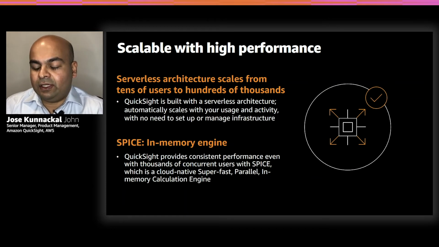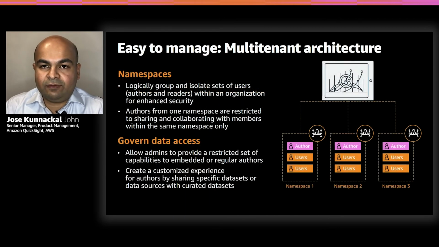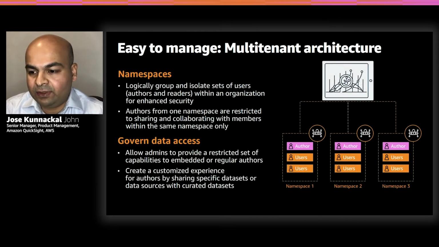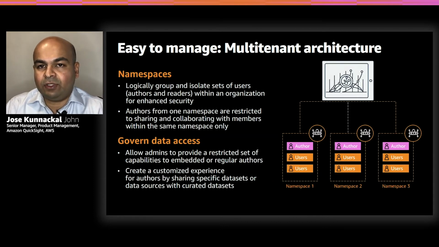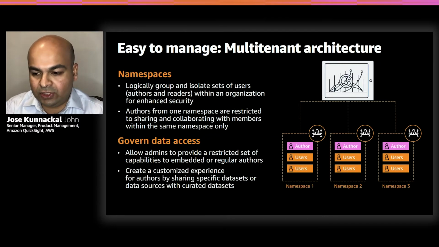Now, on the architecture side, QuickSight also natively supports multi-tenancy, which means that you have the concept of namespaces with which you can isolate groups of users from each other. So if you as an organization have 100 customers, you can create 100 namespaces to isolate and provide capabilities to your end users and power users so that they can each see each other within an organization, but they don't see across organizations.